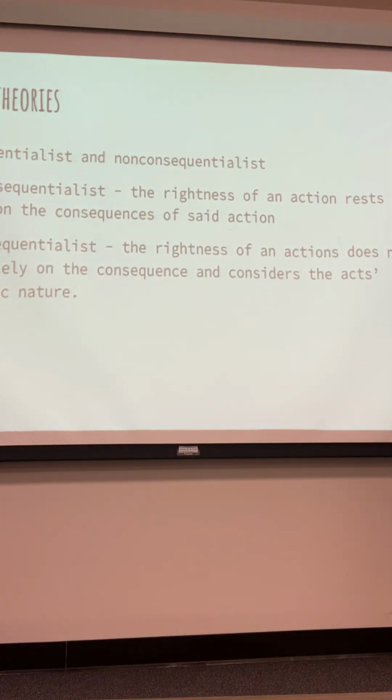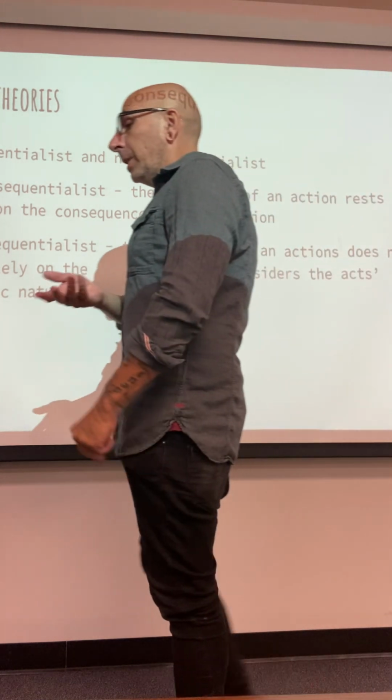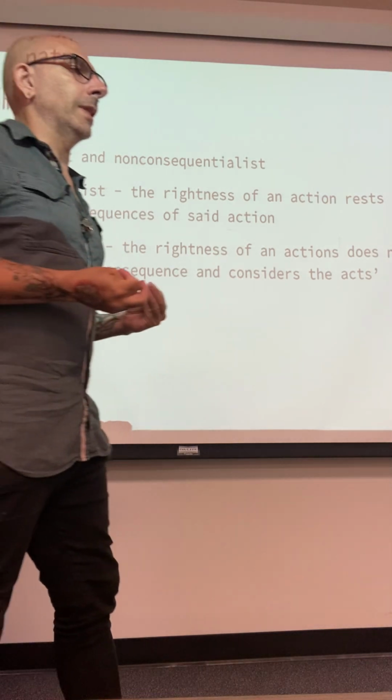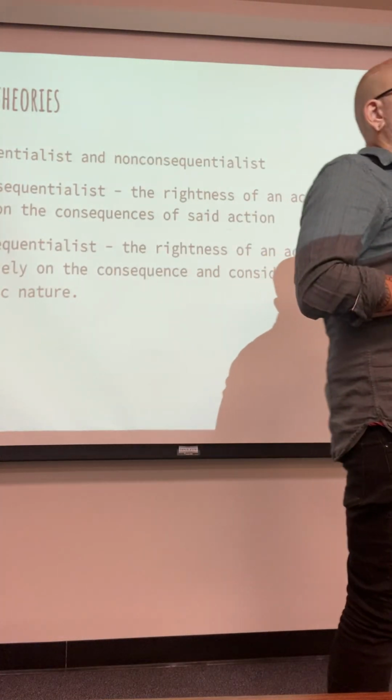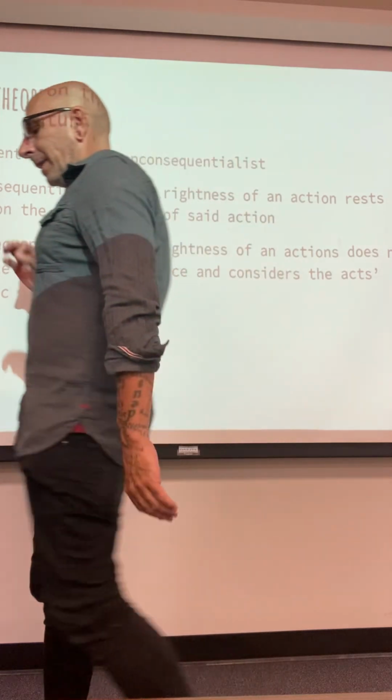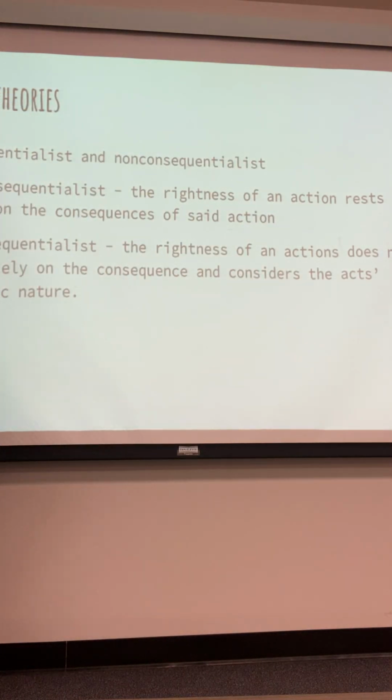For deontologists, it doesn't matter if telling the truth is going to hurt other people. It could kill other people. It could completely destroy the entire universe. It doesn't matter what the consequences are. Intrinsically, you must be honest and tell the truth, no matter what the consequences are. This is a non-consequentialist theory. The act itself, intrinsically, is either right or wrong. It has nothing to do with the consequences that result from the action.